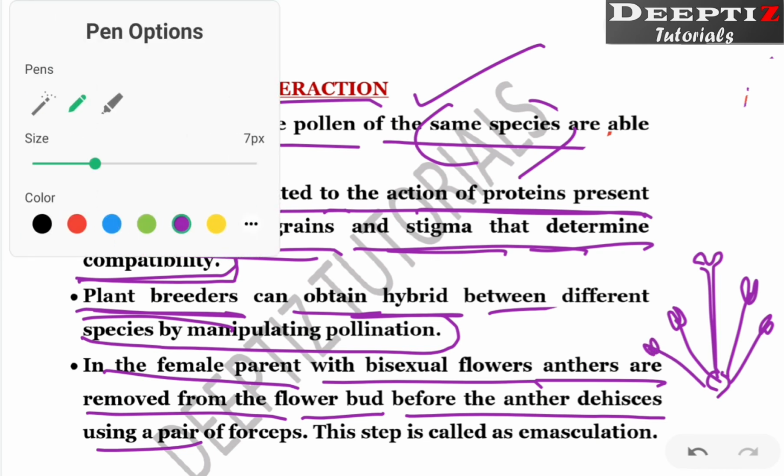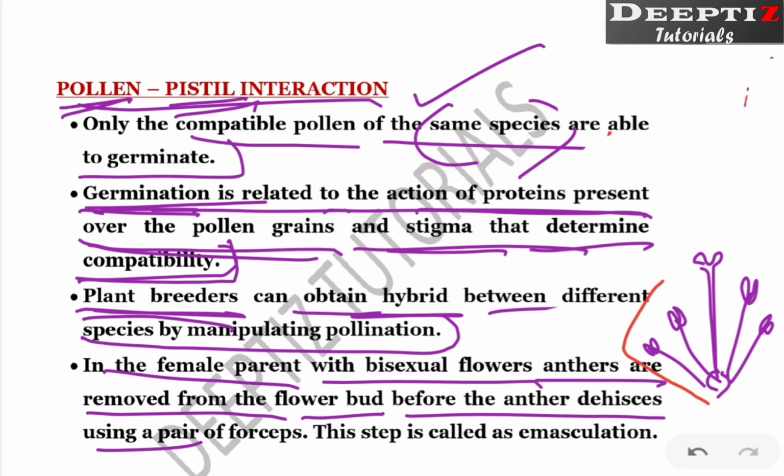Now, if I want to make the petals this way, right? This is a bisexual flower. In this bisexual flower, both male as well as female portions are there. Now, as a farmer, I want to put the desired pollen here. The desired pollen has to come here.